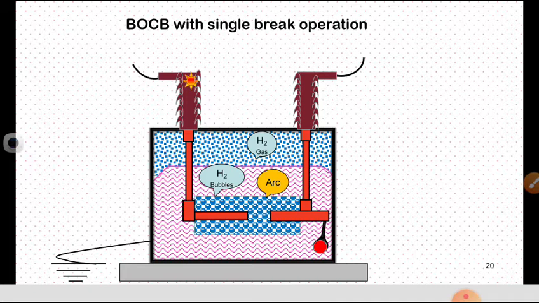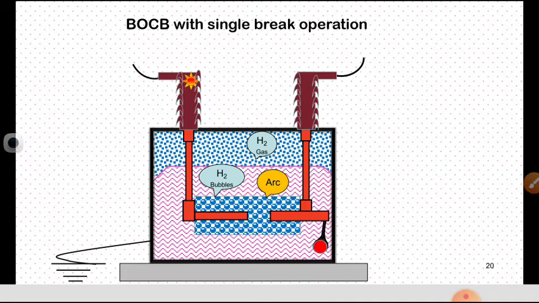Due to the temperature, the oil decomposes and dissociates, creating hydrogen gas bubbles inside, and that will create high pressure inside. Due to this, the dielectric strength of the media increases and the arc resistance increases, so the arc may not be sustained in the next cycle. It will quench at the zero crossing period in case of AC. This is the basic mechanism that takes place inside a single brake operating system.